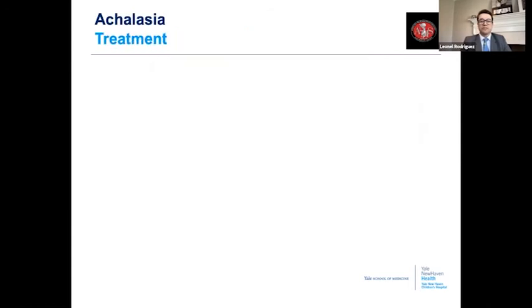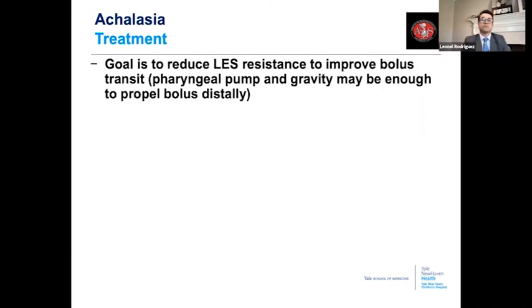How do we treat these patients? The goal is to reduce the LES resistance to improve the bolus transit. And then the pharyngeal pump and the gravity may be enough to propel the bolus distally.